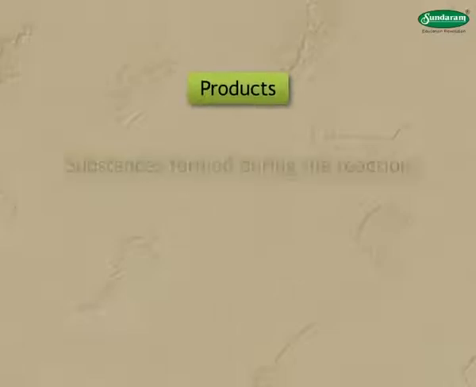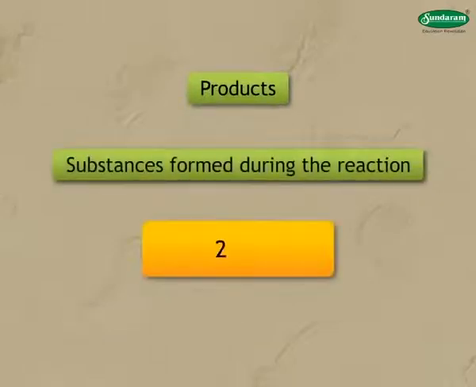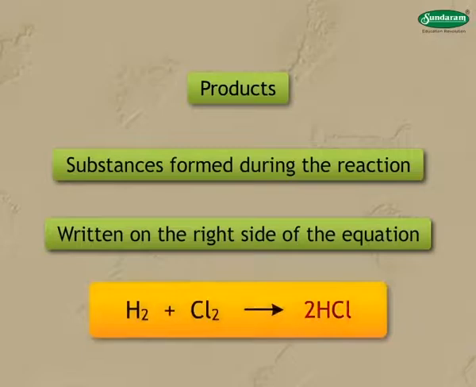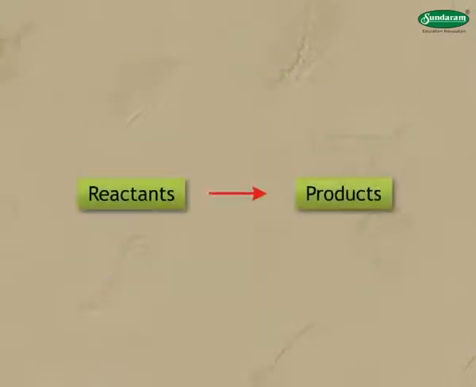Products. The substances formed during the reaction are called products. They are written on the right-hand side of the equation. An arrow pointing towards products is shown between the reactants and products.